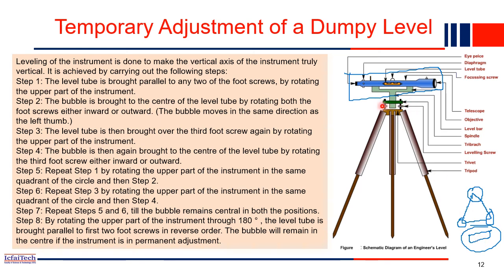So these are the leveling screws, right. Now you keep this telescope parallel to these two leveling screws, and you try to adjust the bubble tube. Then again you make the telescope parallel to the other two legs, and again with this spirit level you make the adjustment. You have to do this repeatedly until you get the bubble at the center. If the bubble is at the center, it means the instrument is exactly leveled.